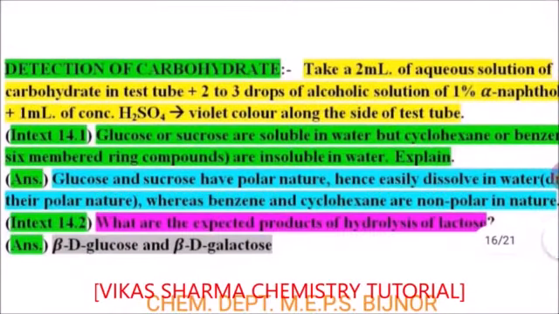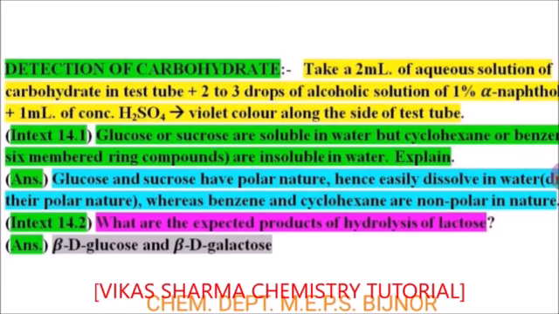Students, how can you detect the presence of carbohydrates? Detection of carbohydrates is the last point of today. First, take 2 milliliters of an aqueous solution of a carbohydrate in a test tube. Mix 2 to 3 drops of an alcoholic solution of 1 percent alpha naphthol and 1 milliliter of concentrated H2SO4. You can see a violet color appear along the side of the test tube. This violet color indicates the presence of carbohydrate, meaning the substance has carbohydrate in it.